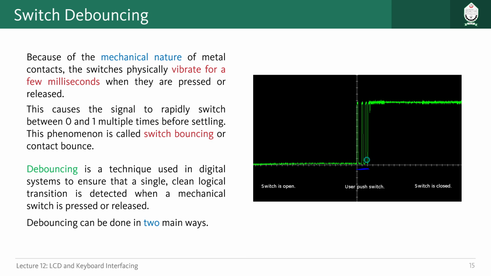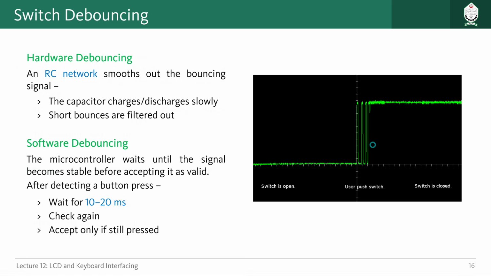After that it stabilizes. So whenever you press the button, instead of a single key press, it can be registered as multiple presses because of this situation. Somehow we have to deal with that and solve that problem, and the way we do that is called debouncing. There are two main ways: one is through hardware, and another is through software.